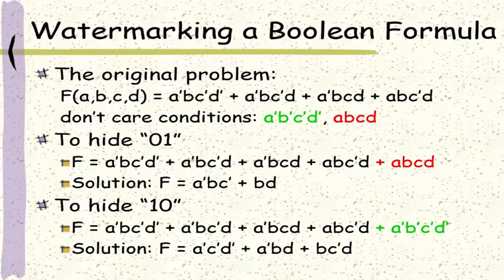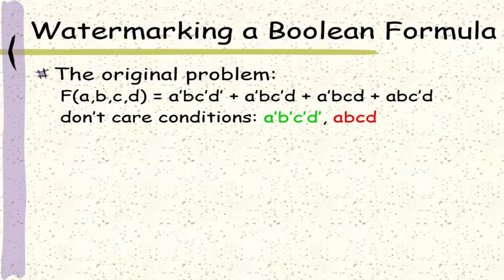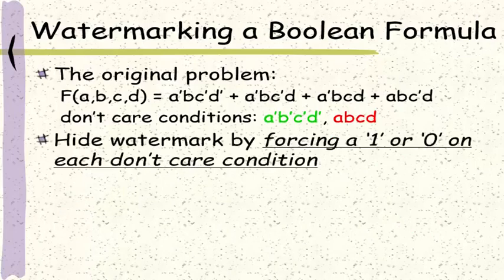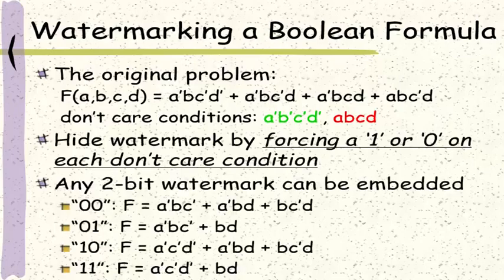To summarize this example, we see that we can hide a watermark by specifying values to don't care conditions. In this example, any 2-bit message can be embedded and we will get distinct watermarked solutions as shown here when we add either 00, 01, 10, or 11, and we get 4 completely different solutions.